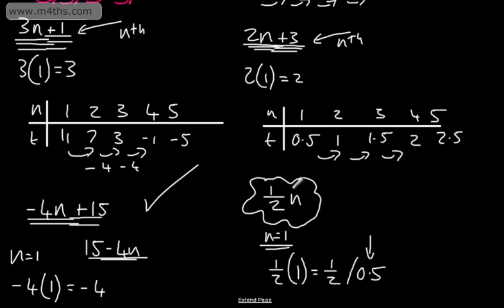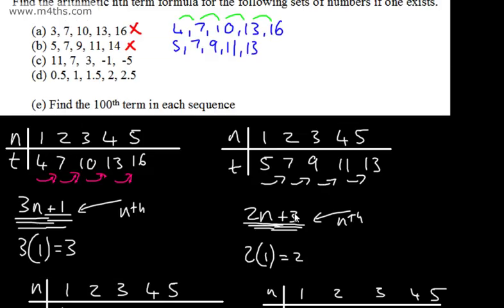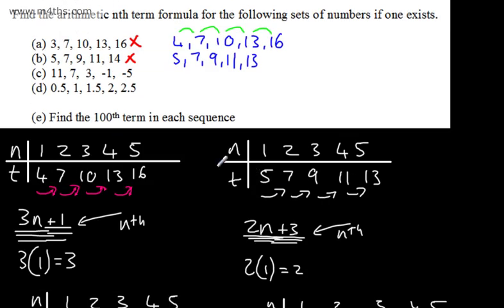Well, half of 2 is 1. Half of 3 is 1.5. Half of 4 is 2. Half of 5 is 2.5. So we found now the nth term.